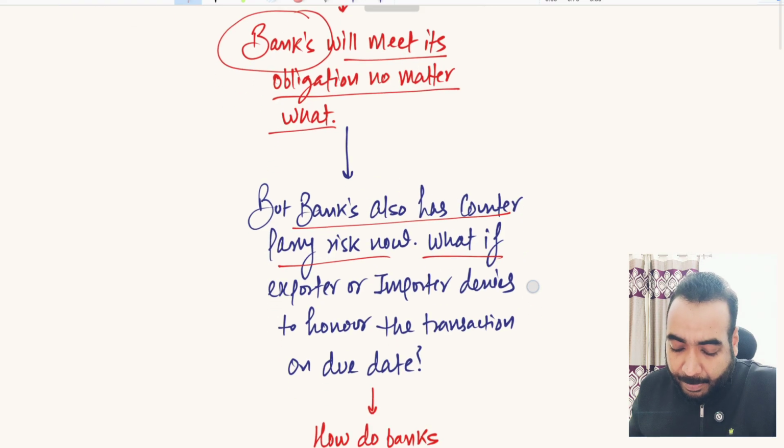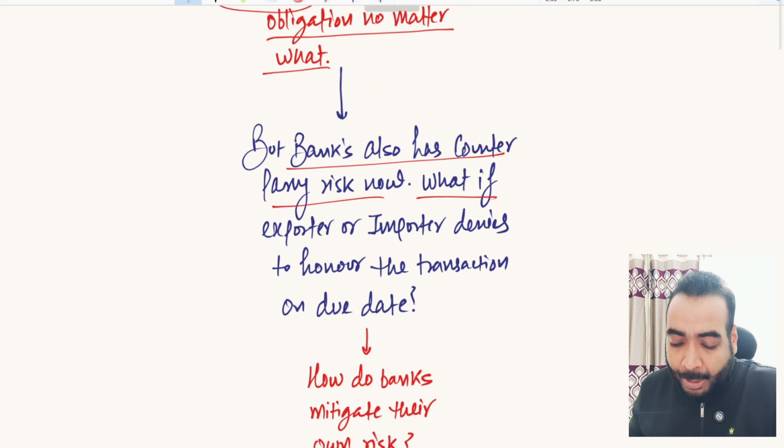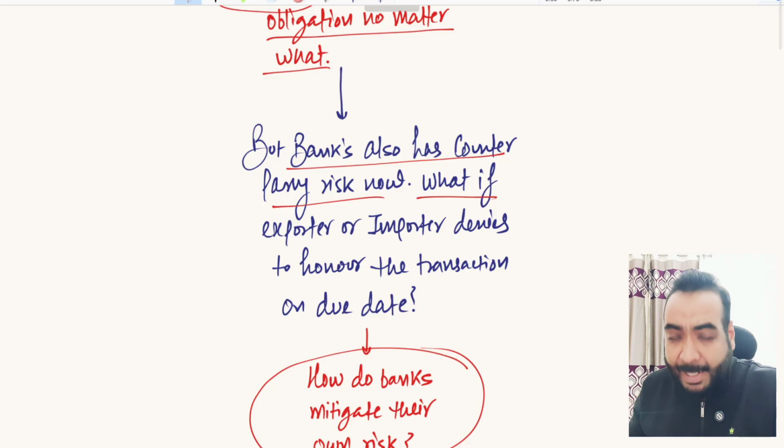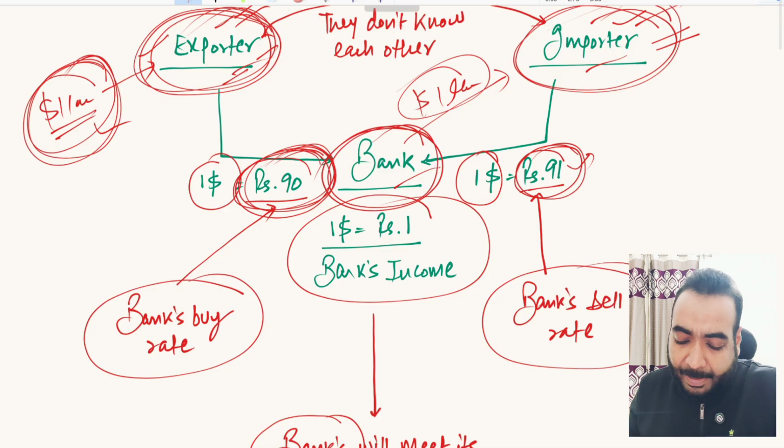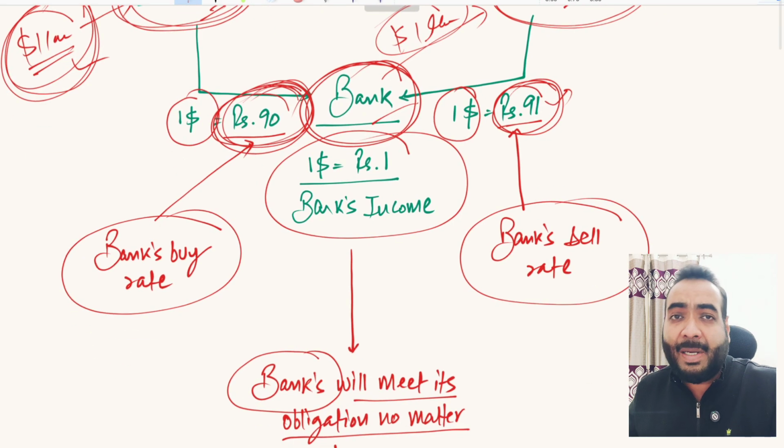Now the question is, how will the bank mitigate its counterparty risk? The exporter and importer are now free. They don't have any counterparty risk. All the risk is with the banker now. How will the bank mitigate its risk?